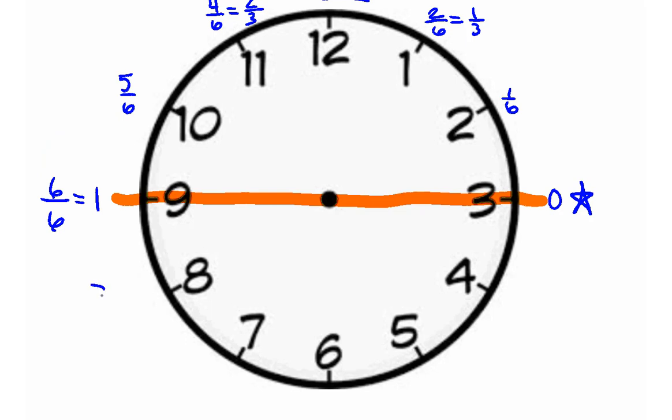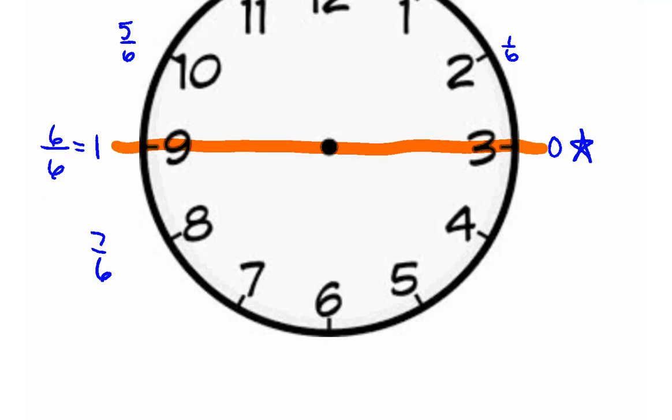Next would be 7/6, where the 8 is. If we kept going, again just counting by sixths, we would have 8/6 next, where the 7 is. Of course, that can be reduced to 4/3. Down at the bottom, we would have 9/6, which could be reduced to 3/2.